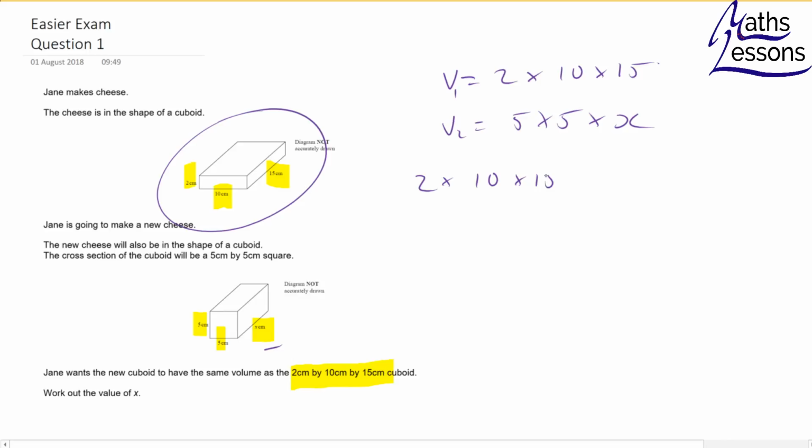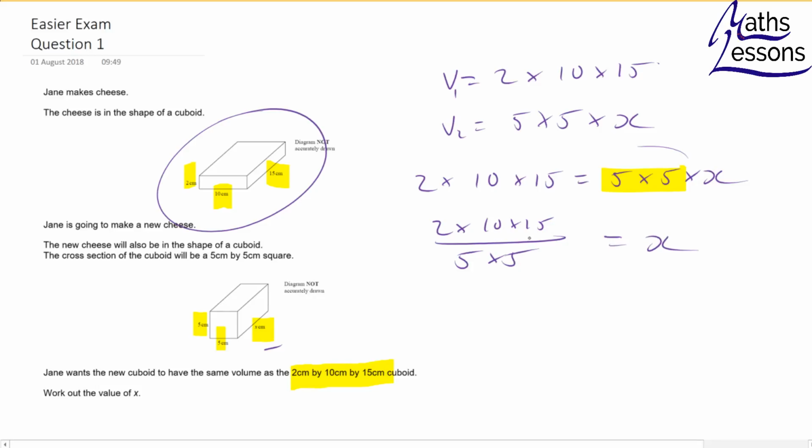Now, to make the calculations easier, actually it's not worth multiplying these out. If you're on a non-calculator paper, it's much easier if you do it like this. So we want to divide by this bit here, the 5 times 5. So you get 2 times 10 times 15 over 5 times 5 will equal x.